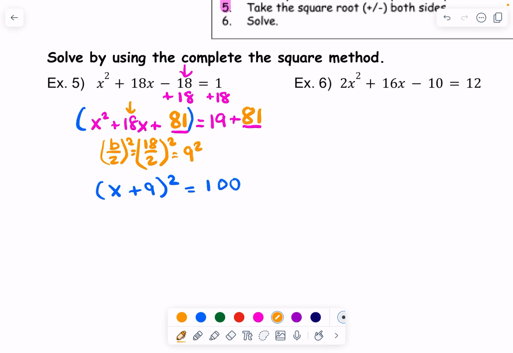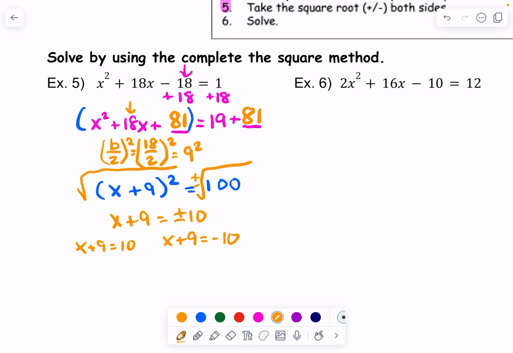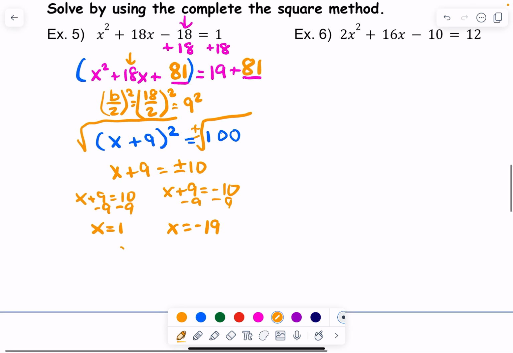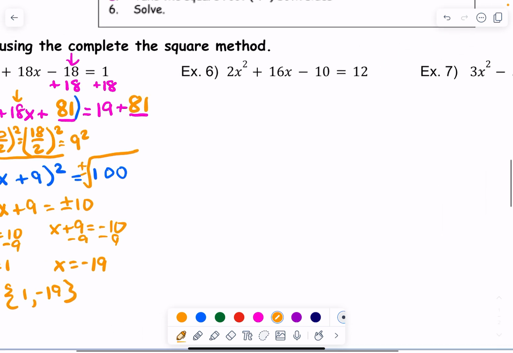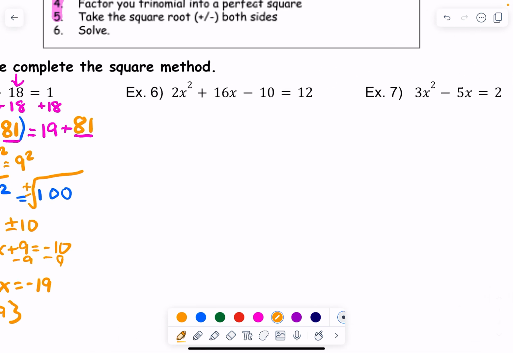And now we're just going to solve it like we did when we already had a perfect square. And so we have x plus 9 is equal to plus or minus 10. And so this is x plus 9 is equal to 10. x plus 9 is equal to negative 10. And we get x equals 1, and x equals negative 19. So we did get our 2 values, which are 1 and negative 19. All right, cool. Let's look at the next one.